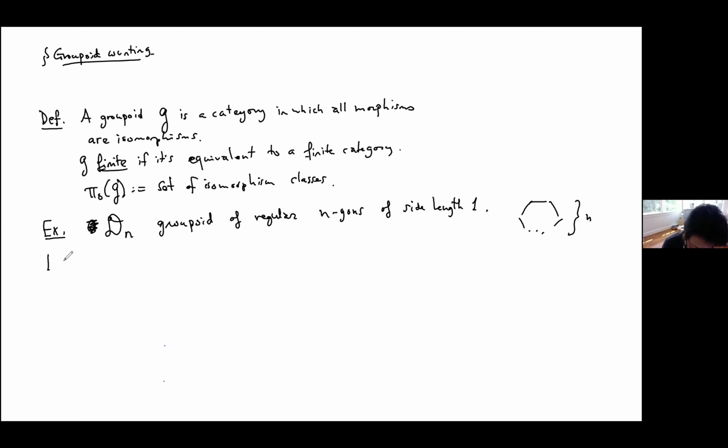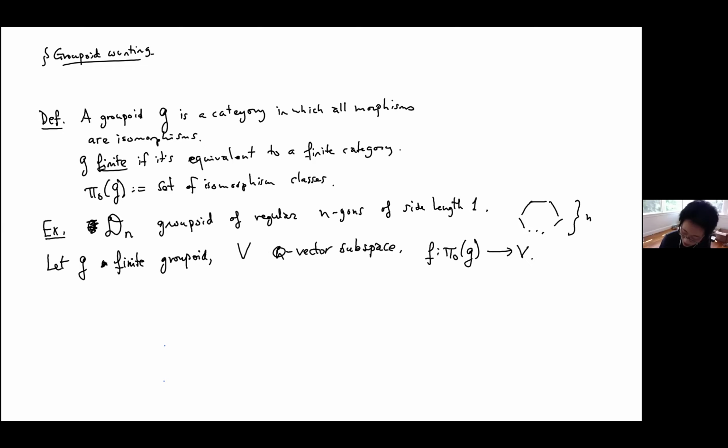Okay, so let G be a finite groupoid, and let V be any rational vector space. You'll lose nothing whatsoever if you just take V to be equal to Q. I mean, you'll lose nothing in terms of intuition, in terms of understanding this. And suppose F is a function from the isomorphism classes of G to V. It's any function. Then we'll define the orbisum of F over G.